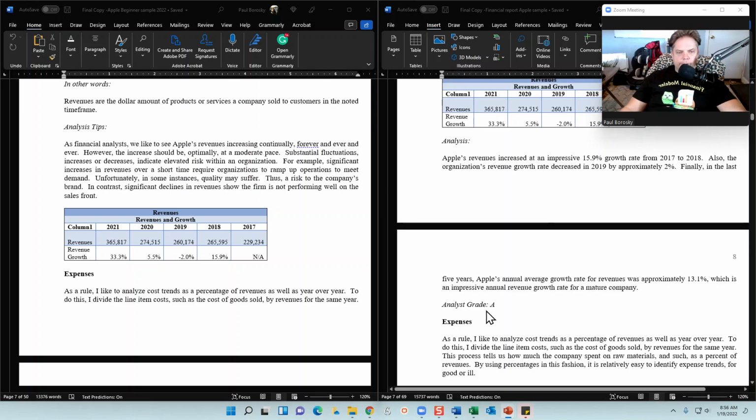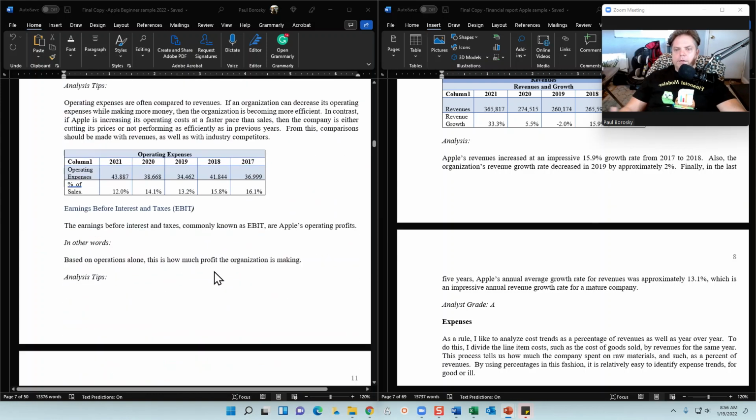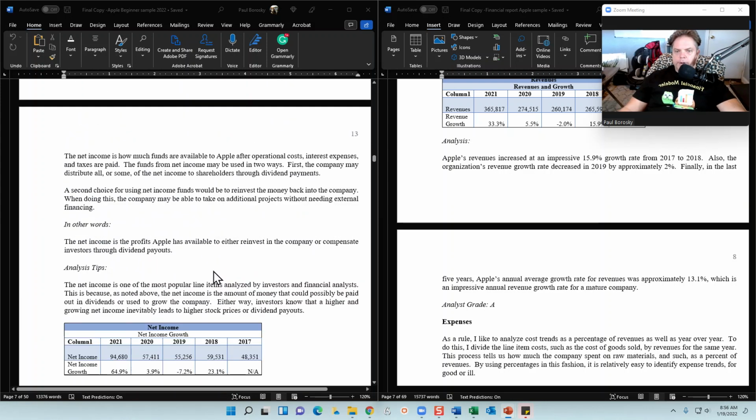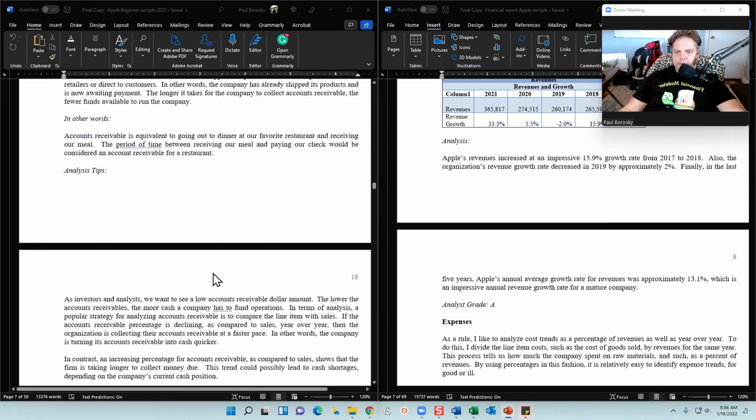And then I'm also going to give you an analyst grade. This is my thought based on the revenues for Apple. My analyst grade for myself personally is going to be an A. I think they're doing a pretty good job with this, thus the A, and the supporting thoughts and ideas would be right here. So that is one of the main differences between the two documents for the balance sheet and the income statement.